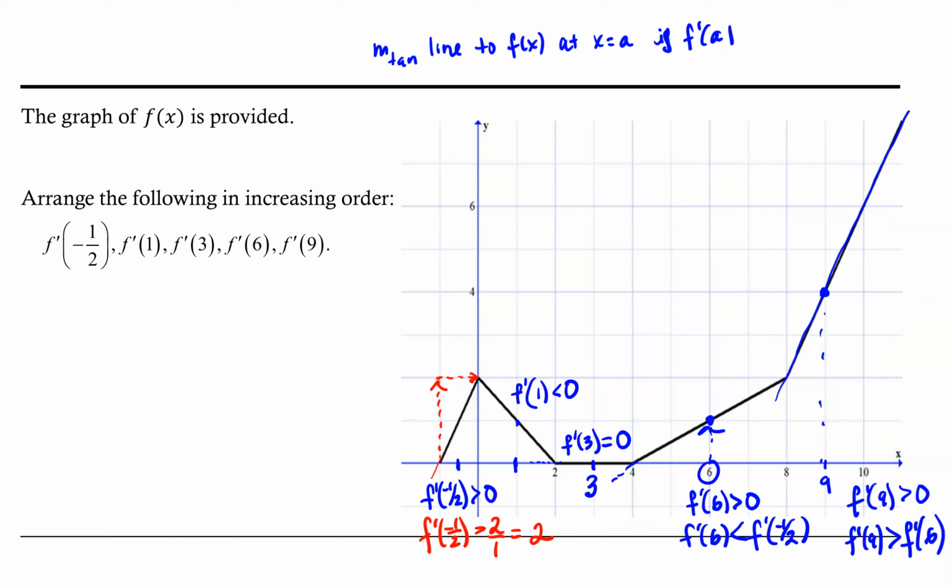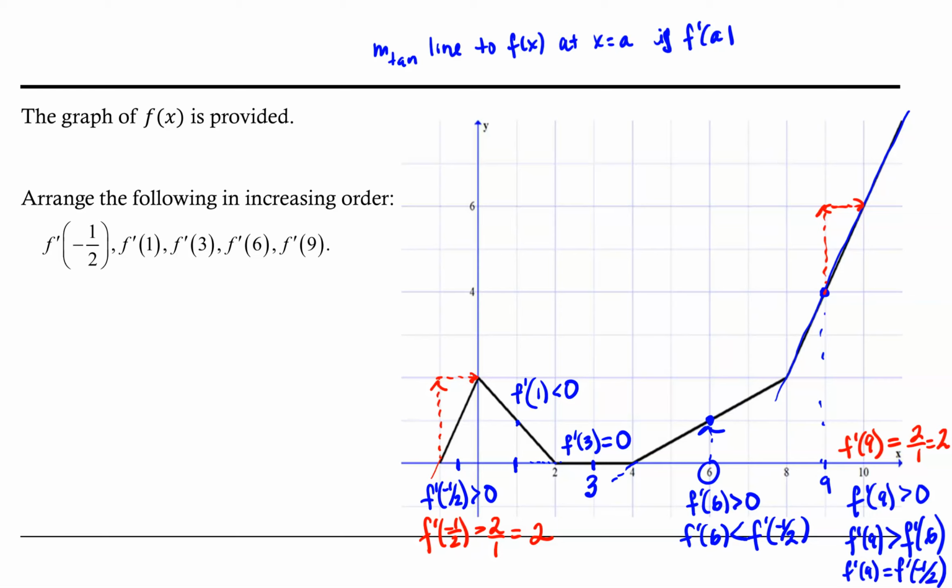And here at 9, we have this line segment. We can do something similar. We can do vertical change over horizontal change. And for this line segment, it appears that f prime of 9 is equal to 2 over 1, or 2. So that means that f prime at 9 equals f prime at -1/2.